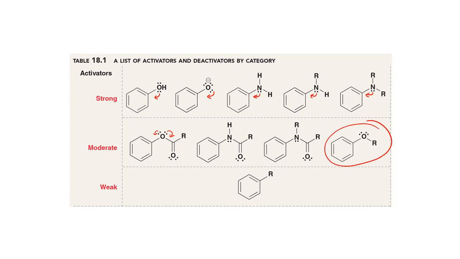Now this guy is the exception. So typically in other books, this is considered a strong activator. For our purposes, we'll consider this a strong/moderate activator. And then finally, we have weak activators. So those are R groups. Now R groups themselves do not have lone pairs that can be donated to the ring, but they are capable of donating electron density. Okay, so R groups are weak activators.